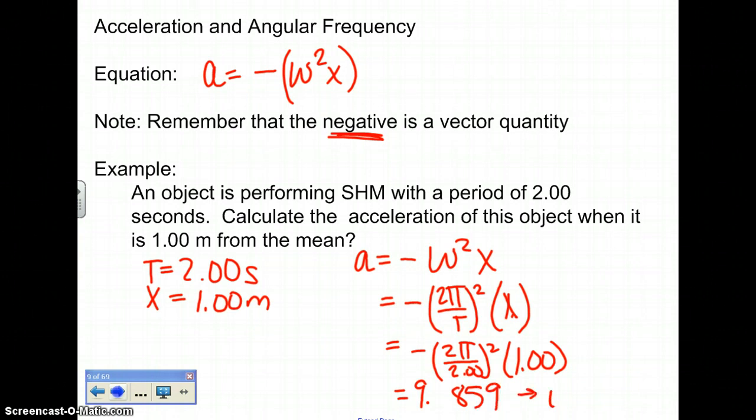So your acceleration equals negative 9.86 meters per second squared. Okay, in the next video, we'll move on to our next concept about phase differences.